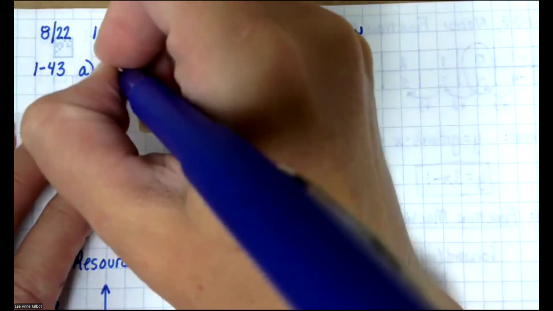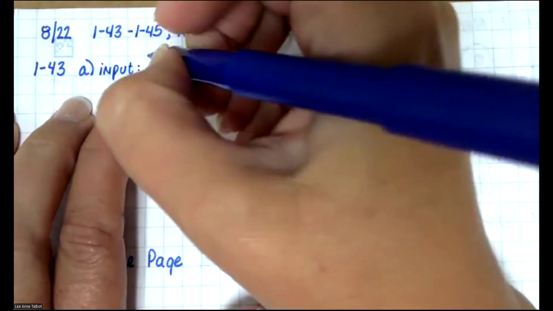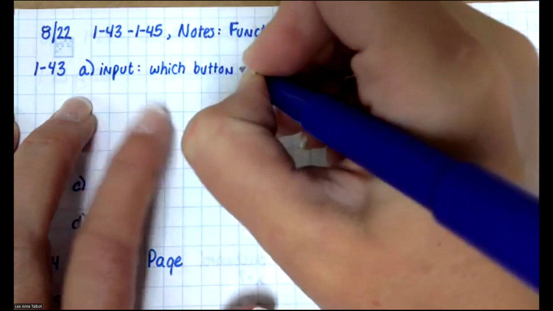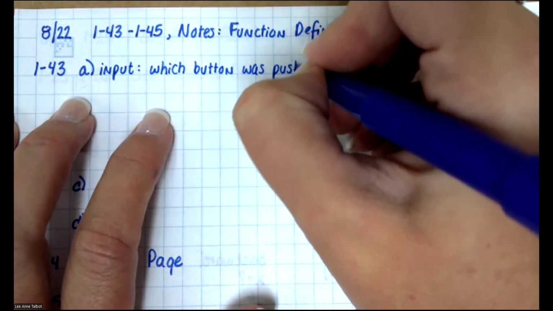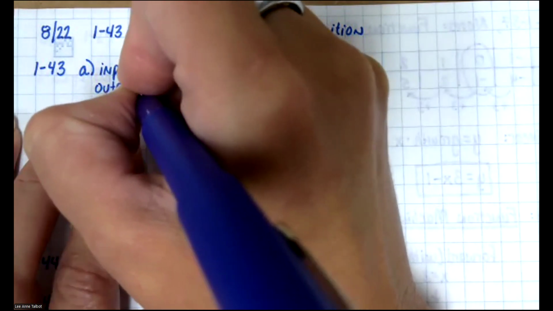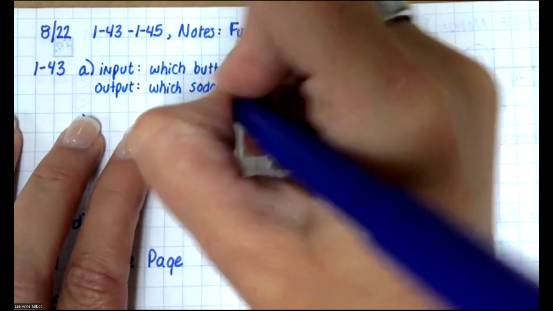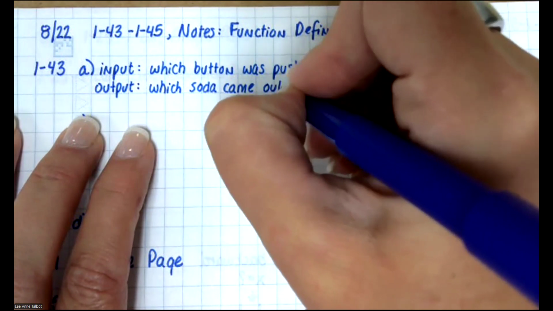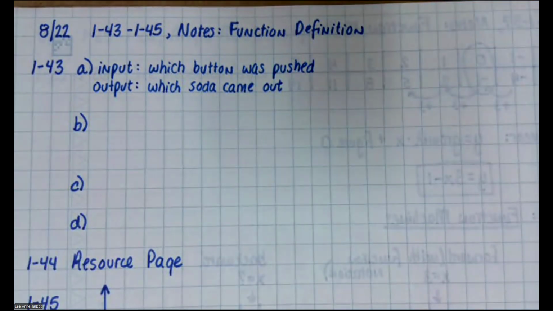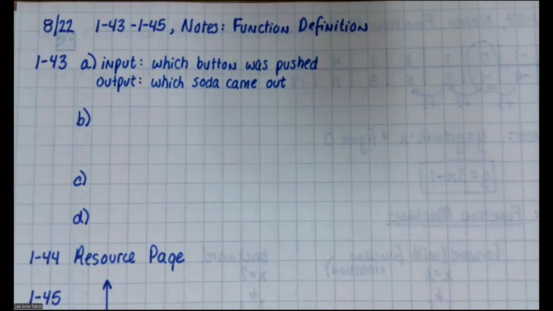Okay, so the input in this very silly situation would be which button was pushed, and the output would be which soda came out. Okay. B.